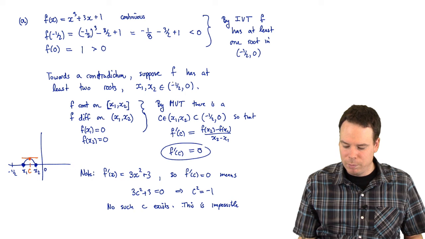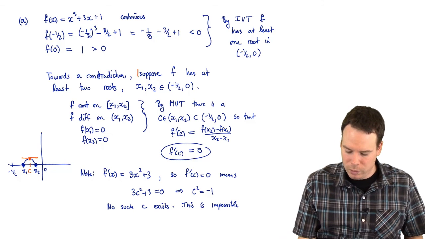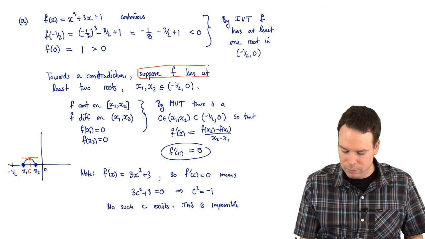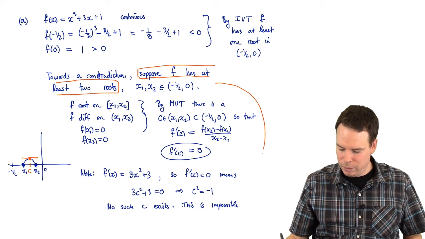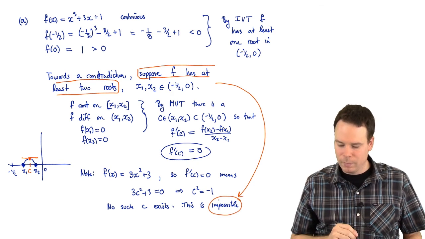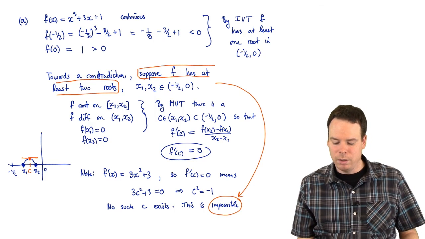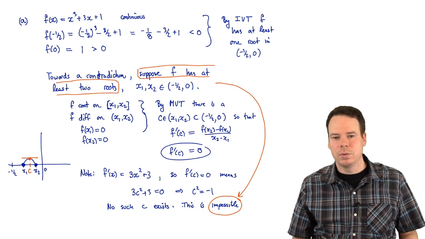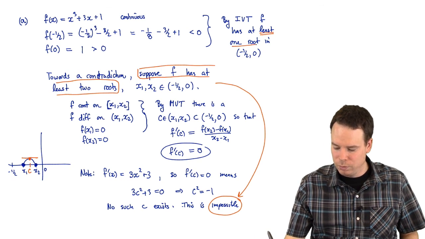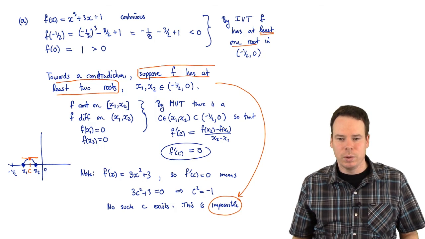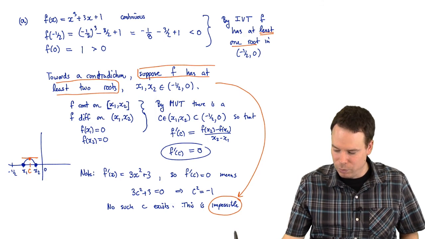And that stemmed from our assumption. What was our assumption? We supposed that f had at least 2 roots. And from that, we got something that was impossible. So our assumption had to be wrong. f cannot have at least 2 roots. But we already know that it has at least 1 root. So it has at least 1 root. It can't have 2 or more roots, so it has to have exactly 1 root.